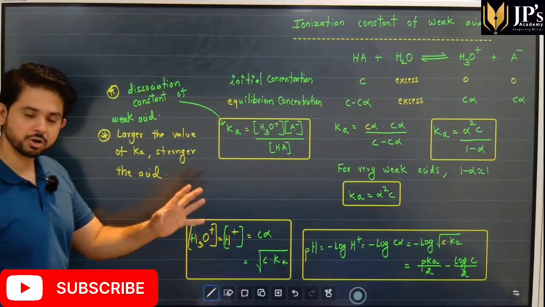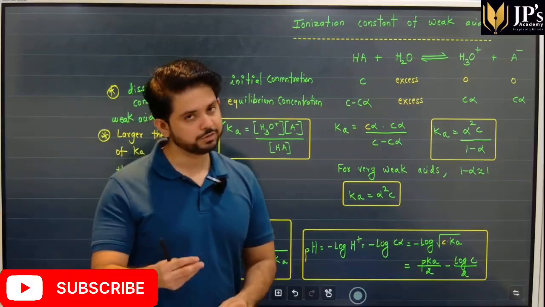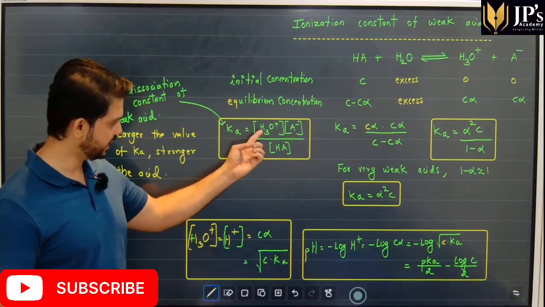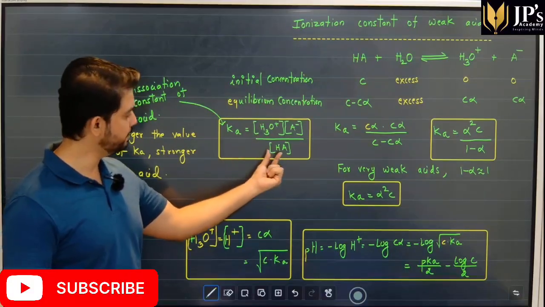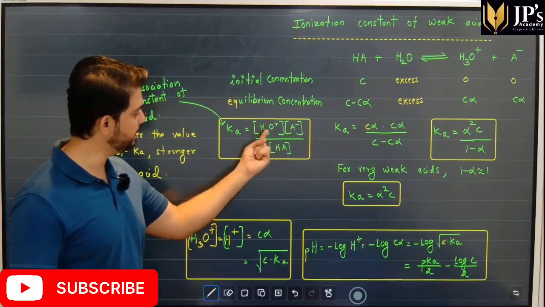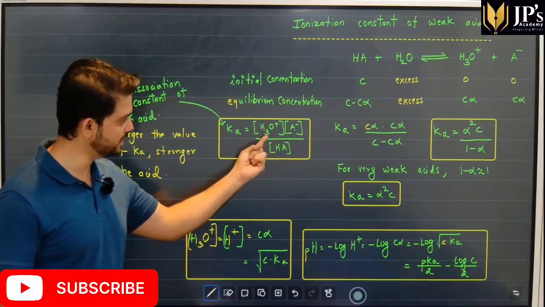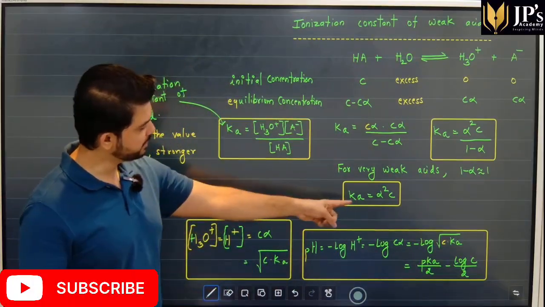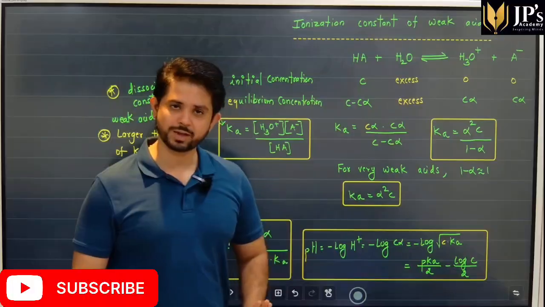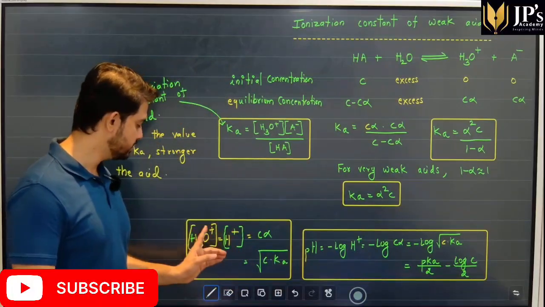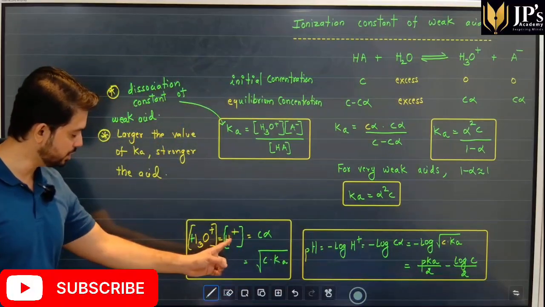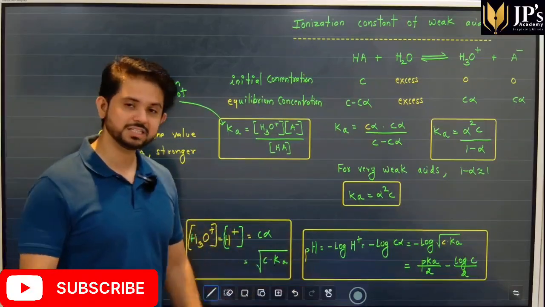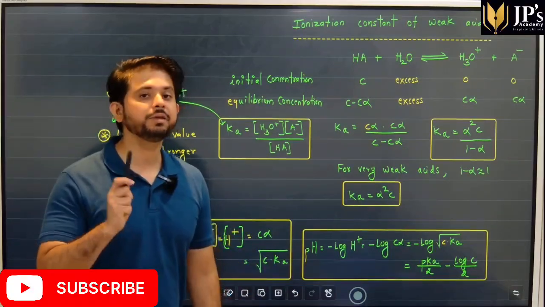Similar expressions are also present for Kb. So for example, students, the Kb expression will be in terms of base. So here BOH will come, B plus and OH minus. Instead of Ka, you will write Kb. The expression will remain the same, which is alpha square C. However, instead of H plus, you'll be writing OH minus here, and instead of pH, the expression will be for pOH.